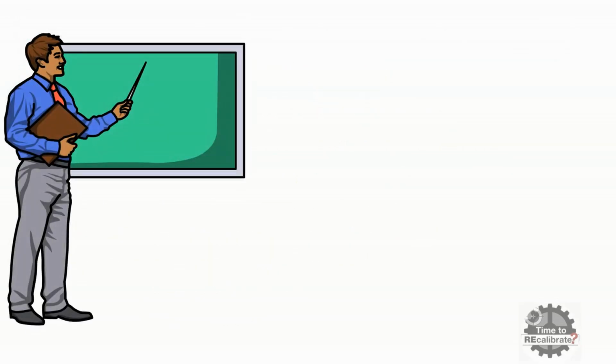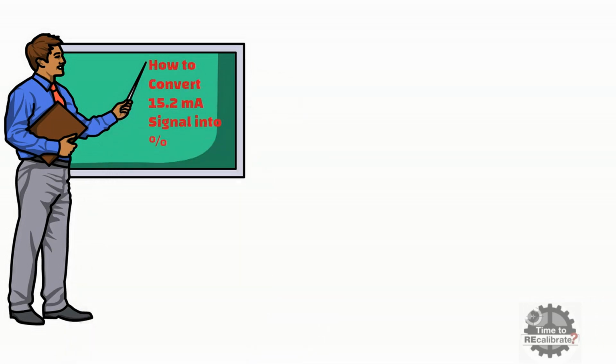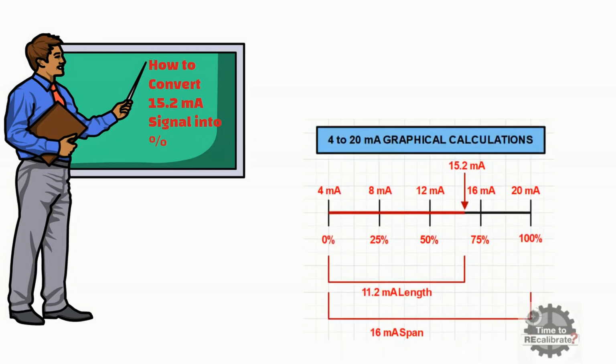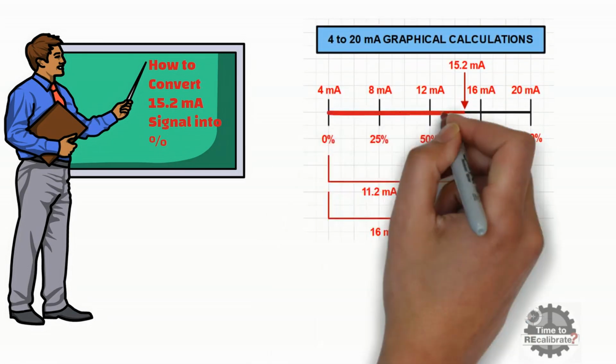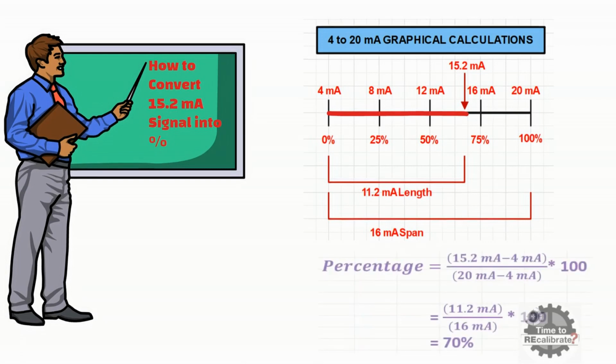First of all, let's learn how to convert 15.2 milliampere signal into percentage by using graphical calculation method. As you can see from this graph, this thick line is 11.2 milliamperes long. In other words, it is the distance between 15.2 milliamperes and 4 milliamperes over the total length of 16 milliamperes. So, to convert 15.2 milliampere signal into percentage, divide 11.2 milliamperes by 16 milliamperes, and multiply it with 100. And do the simple math calculation, it will give you 70%.